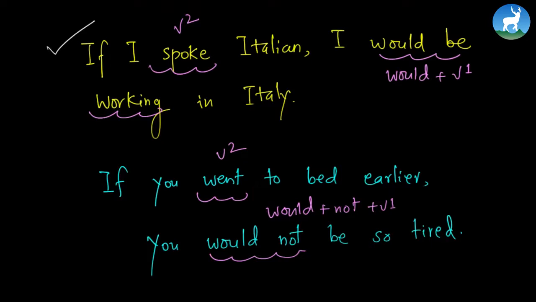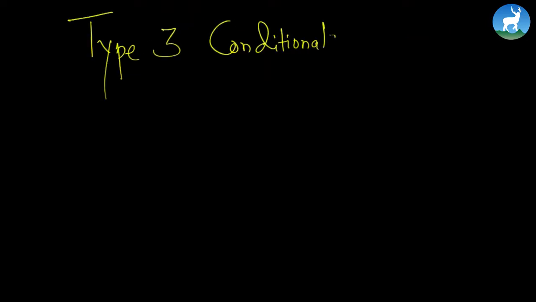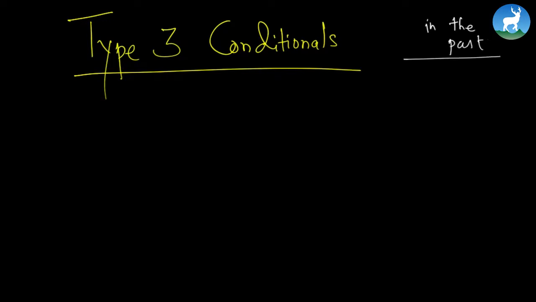Type 3 conditionals. The type 3 conditional is used to refer to a time in the past. So in the past, keep that in mind. And a situation that is contrary to reality. So the situation that is opposite to reality. Whenever we use type 3 conditionals, we are talking about the past.